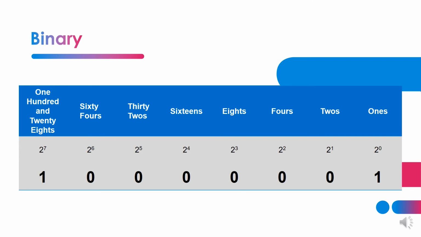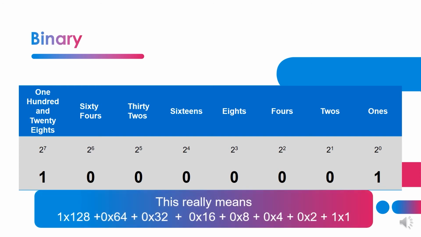When we keep adding a few columns, the numbers look bigger and perhaps intimidating, but the process doesn't change. This one's pretty easy. It's simply 1 lot of 128 plus 1 lot of 1. So this really big number is the same as 129 in decimal.